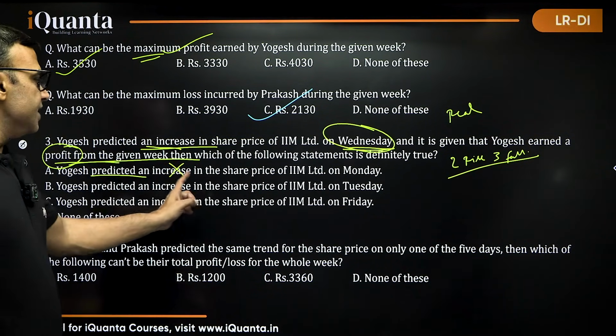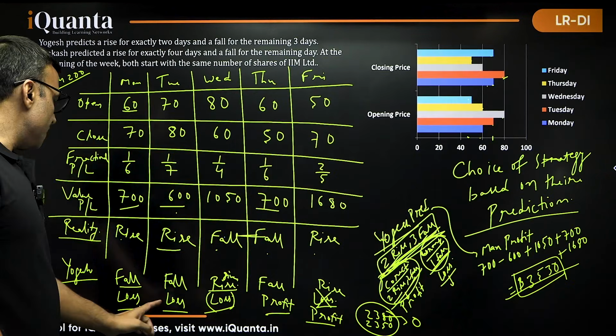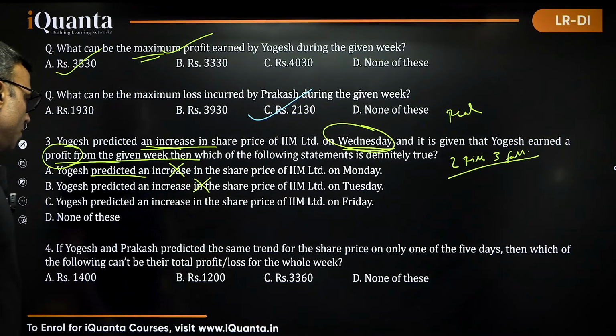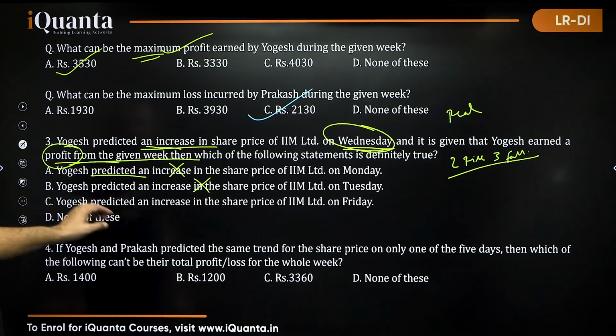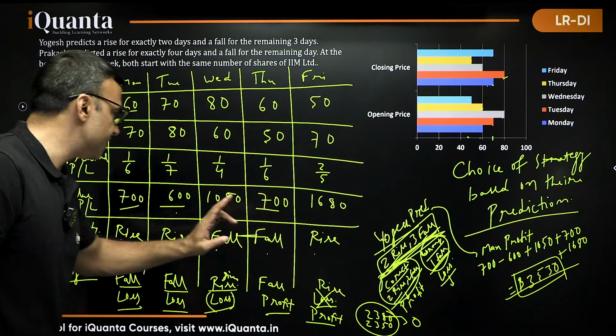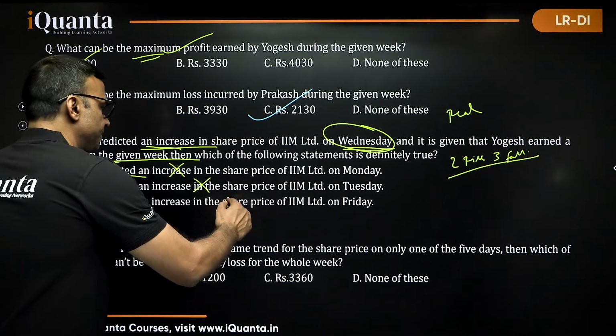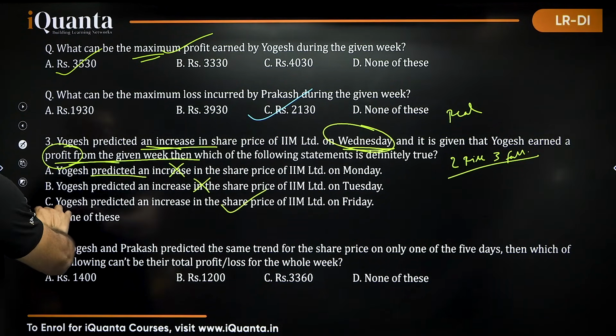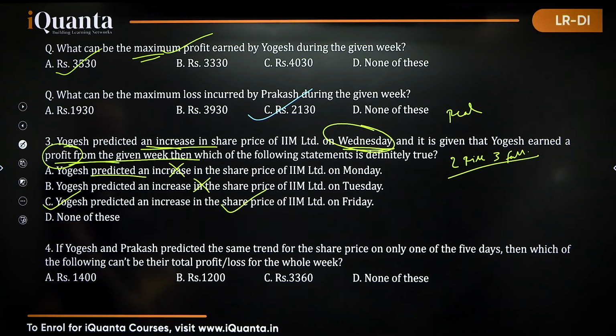Yogesh predicted increase on Tuesday. No, he predicted fall. So that is also wrong. Yogesh predicted increase on Friday. Yes, that is definitely correct. None of these? No, option C is there. So option C is the correct answer.